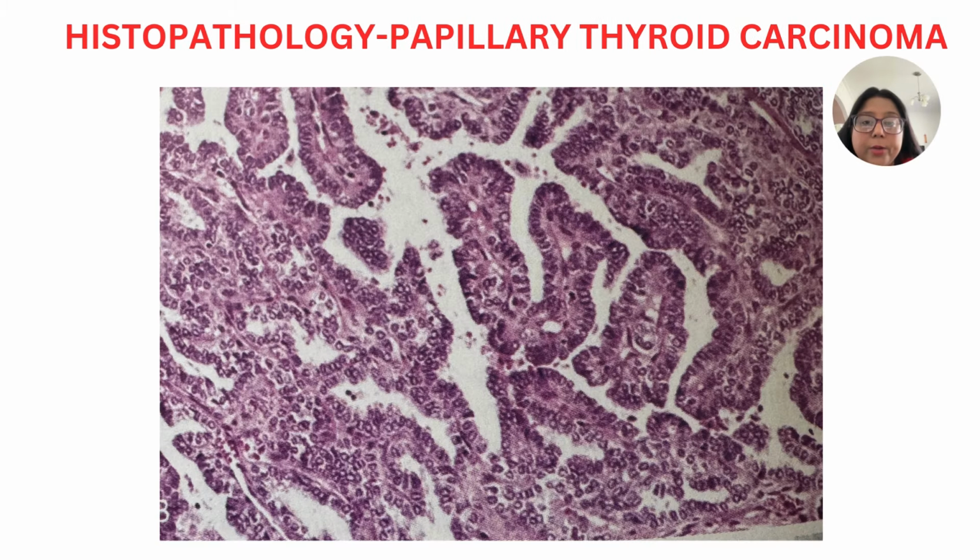Here in this micrograph, I have shown the histopathology of papillary thyroid carcinoma, where you can see the arrangement of papillary clusters of tumor cells. In these clusters, all the tumor cells are arranged around a papilla, as you can appreciate, and this is a characteristic feature of papillary thyroid carcinoma and is found in classic papillary thyroid carcinoma.